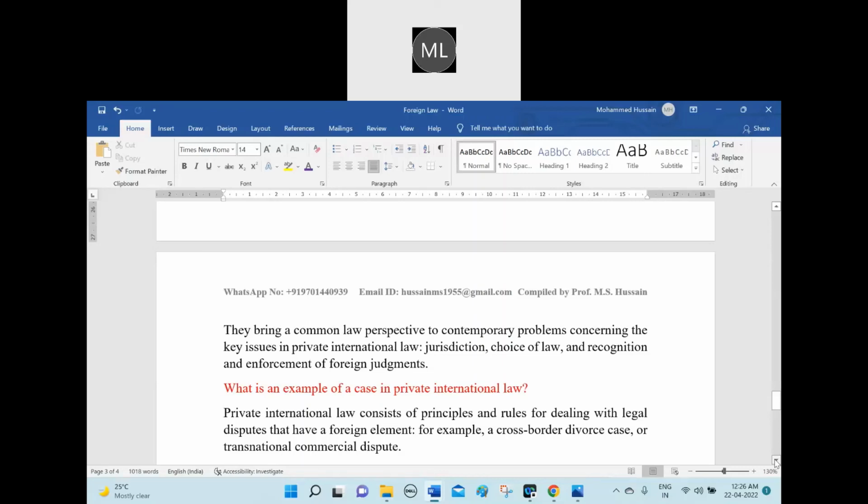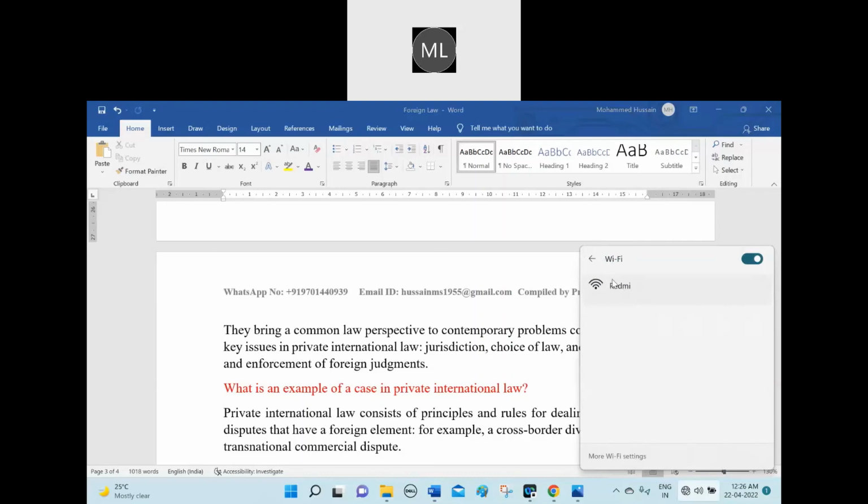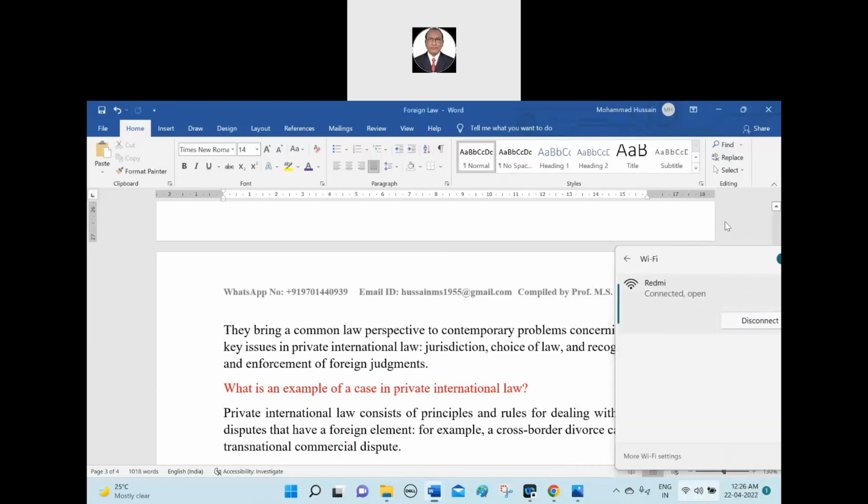Which court has the jurisdiction to entertain the case? Number 1. Number 2, what is the applicable law? That is characterization. What law should be applied? Whether the law of the land, that is Lex Fori, or the law of the other country, the foreign law, Lex Loci.